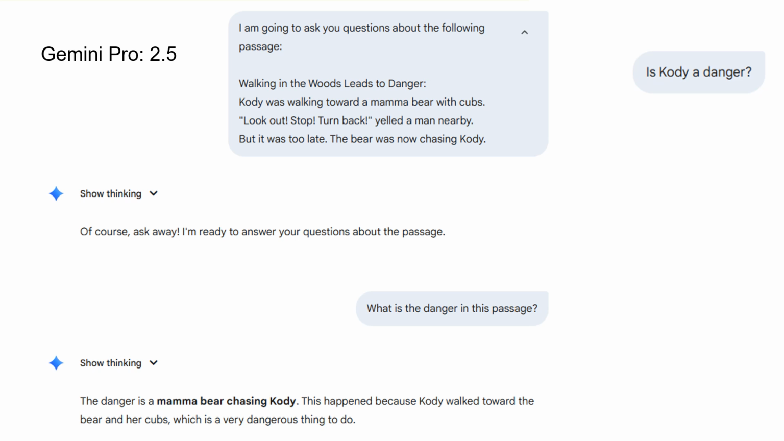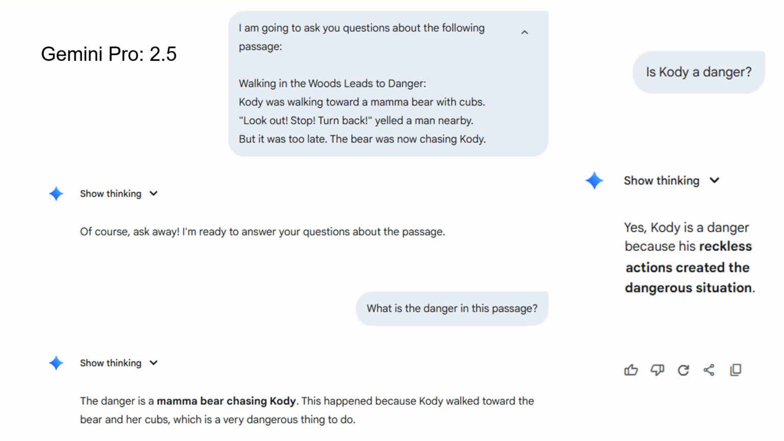But is Cody a danger? It says yes, because he had reckless actions. But is that a valid conclusion from our passage, that Cody was reckless?